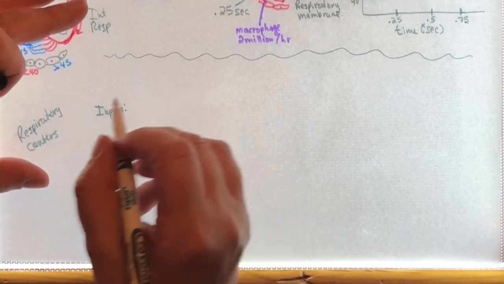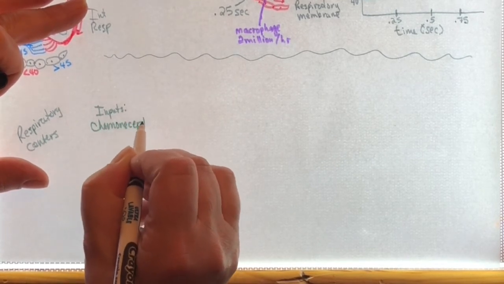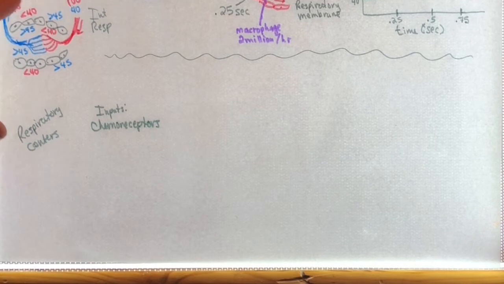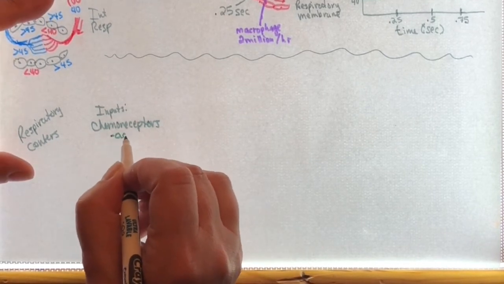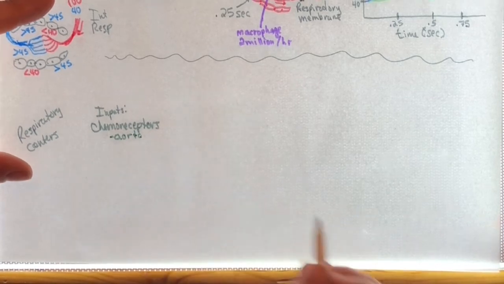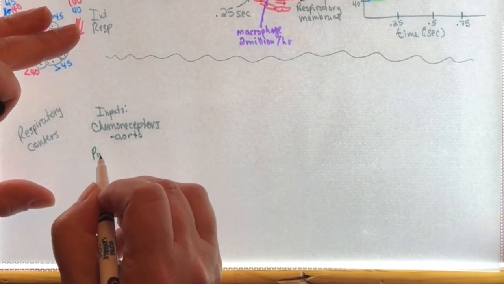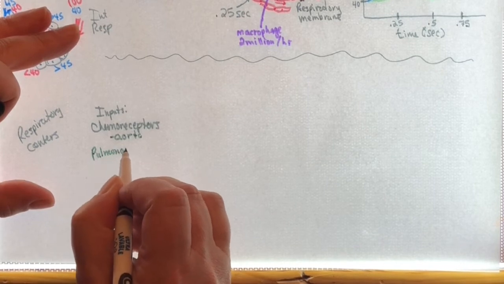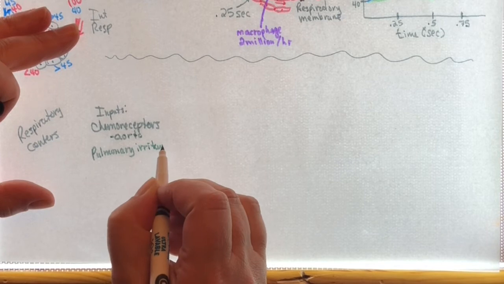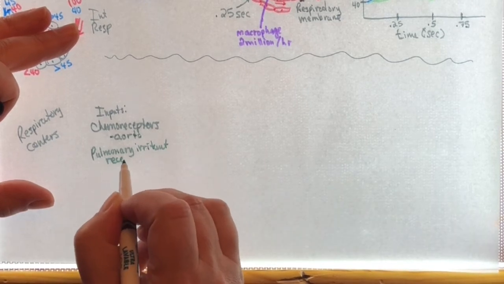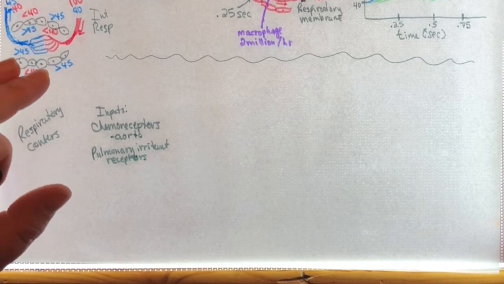The inputs to the respiratory centers will be in other parts of the body. Chemoreceptors are found in the aorta. They're going to be detecting things like carbon dioxide levels and acid levels. We'll be talking about those more actually in the next lecture. Pulmonary irritant receptors cause you to cough when you have irritants come into your lungs. And baroreceptors will not allow for the lungs to hyperinflate.